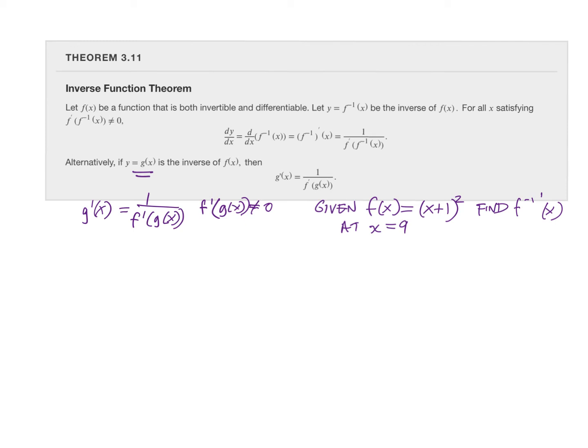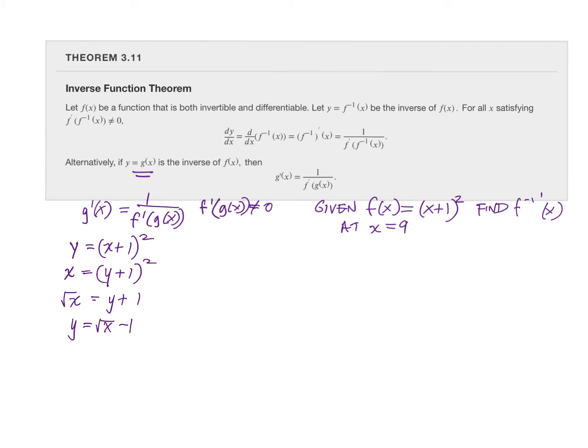If we're given f of x equals (x plus 1) squared, we can rewrite that as y equals (x plus 1) squared. And we want to find the inverse function. Remember how we do this. We swap the x and the y, and then we solve for y. So to solve for y, I'm going to take the square root of both sides. So I get the square root of x equals y plus 1, and then y would equal the square root of x minus 1. And that's my inverse function.